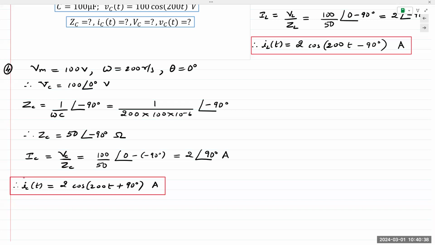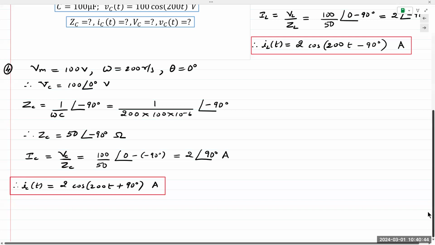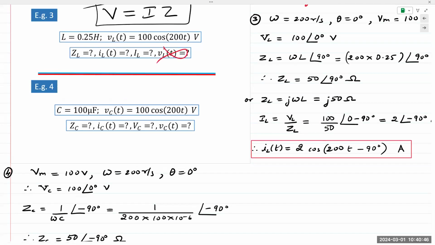Oh yeah, that shouldn't be on there. Or at most I should have it as a phasor, the phasor for V of t.